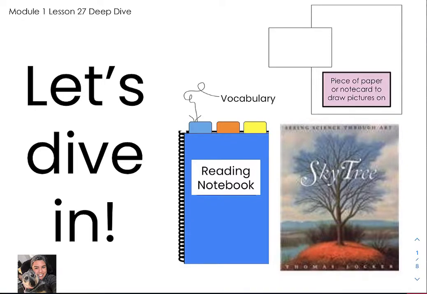Today, you will need either just a blank piece of paper or a note card. You're going to be drawing two pictures. You could also just use notebook paper if you would like to. You will need your reading notebook, and we will use the vocabulary section as well. Your Sky Tree book will help you out with this deep dive. If you don't have those items, you can pause the video and go get them now.